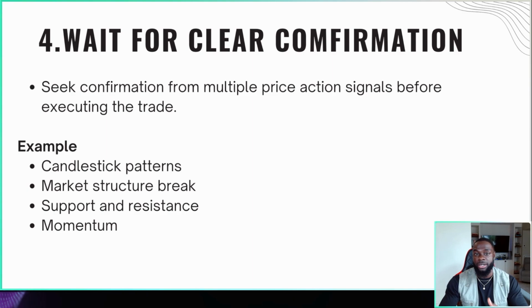So that's a confirmation that I use, and what you as a trader can also use. So we've gone over the 4 rules. Now let's go over to the charts and put these rules into practice.